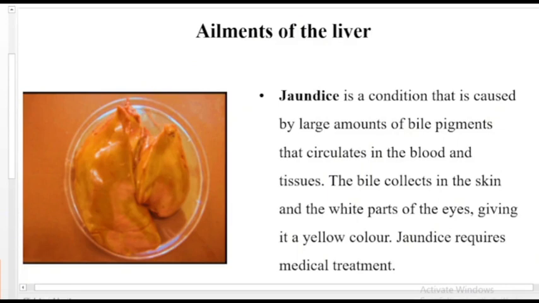Then once they do that, they will start affecting, number one, the liver. And once they do that, they are going to cause a change in the skin appearance. The skin will become yellowish, and some individuals will tend to have eyes that are yellowish as well. So this ailment is very serious. It requires medical treatment.